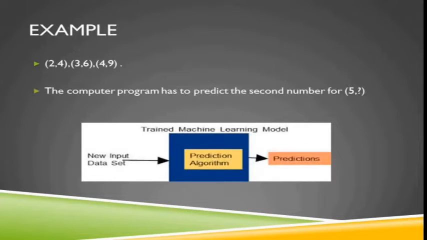Let us understand with a simple example. Assume that we have some set of number pairs like 2, 4, 3, 6, 4, 9. Then we will give only one number of the pair 5 into a machine. Now the task of the machine is to predict the second number. For this, the program first needs to find the logic between the pairs and then apply the same logic to predict the number. Finding that logic is called machine learning. From this example, we understand that machine learning predicts from given data without human assistance.